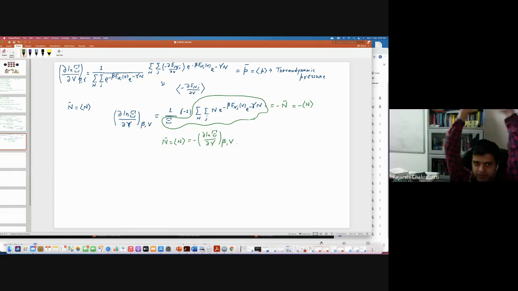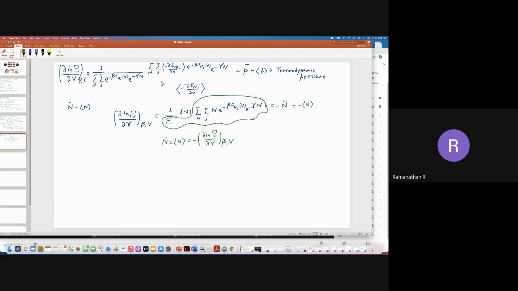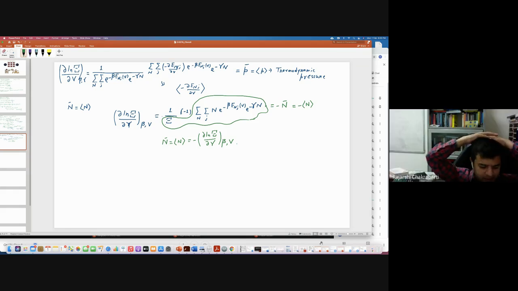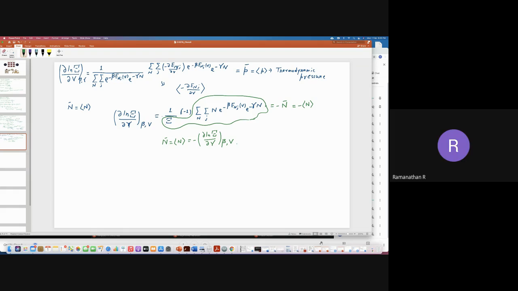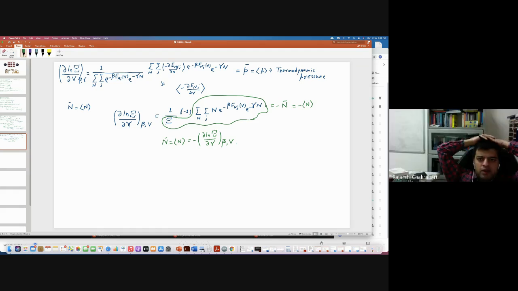Yes, sir. Sir, in the average pressure, won't there be a beta also? Minus beta. Yes, there will be minus beta. Why? Because you are calculating with respect to V. While taking the derivative with respect to V, yeah, you are calculating with respect to V.